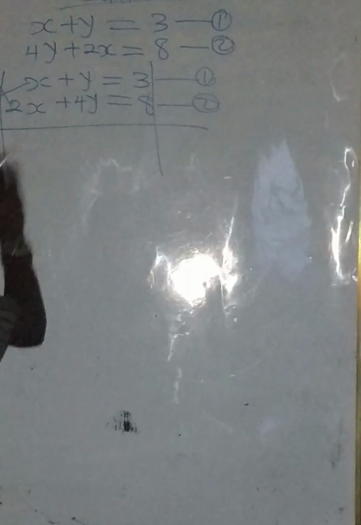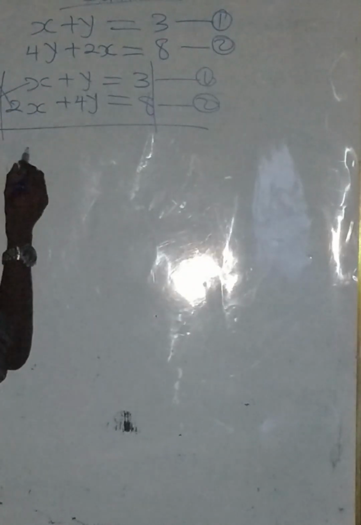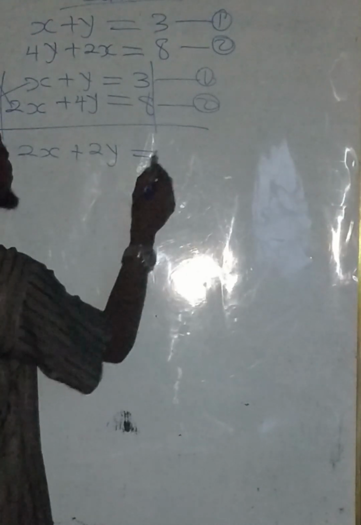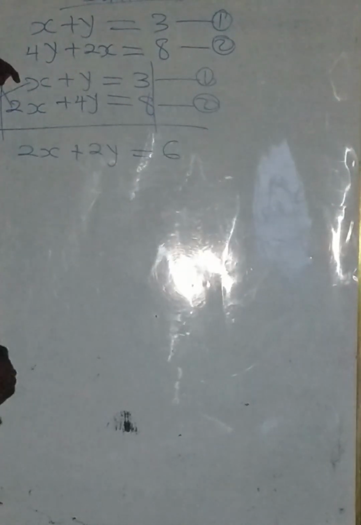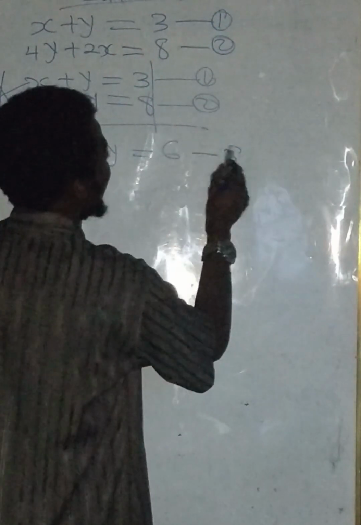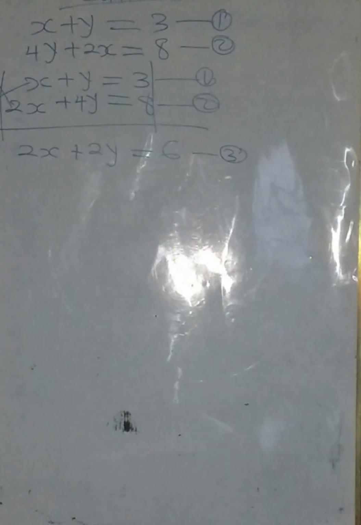So what do you have here? 2 times x is 2x. Now we have 2x plus 2 times y, which is 2y, equal to 2 times 3, which is 6. This equation and equation 1 are not the same, so let's call this equation 3.